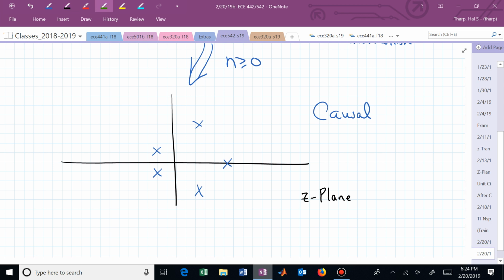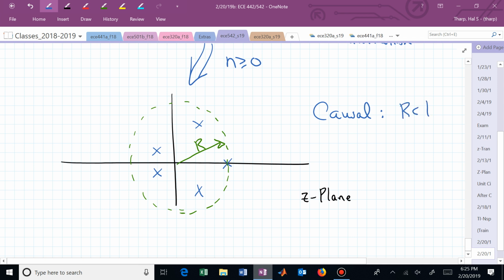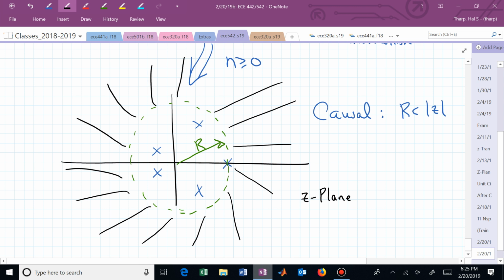Would I find the poles closest to the origin and find the inner circle and shade that? Not based on what you've been telling me so far today. We would actually find the pole furthest away from the origin, draw a circle enclosing that, and let's say that's now a distance r, which means then for a causal behavior we need the region of convergence to be outside of that radius.